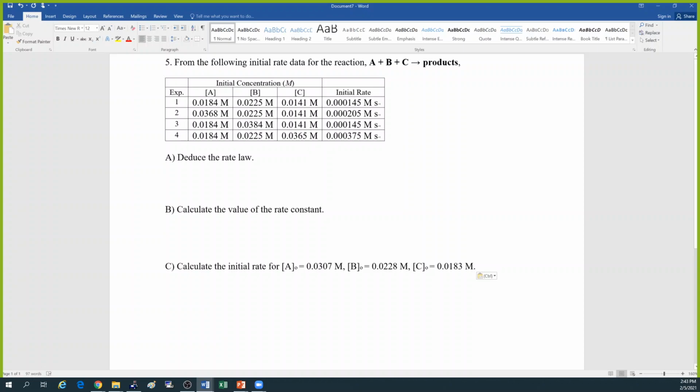Deduce the rate law is just another way of saying write the rate law, in case you're wondering. And if you're stuck on any part or not sure how to start, just put something in the chat so I know how to guide you. This, by the way, says s to the -1, which is just another way of saying molarity per second. It's just hard to see it, so let me fix it.